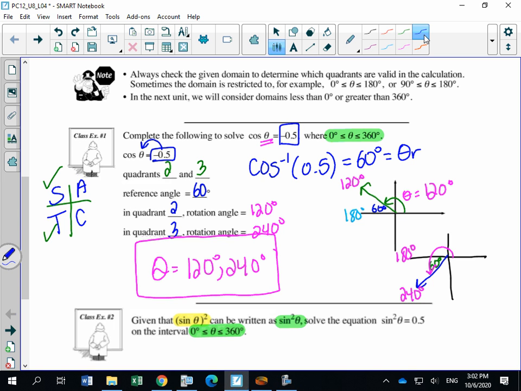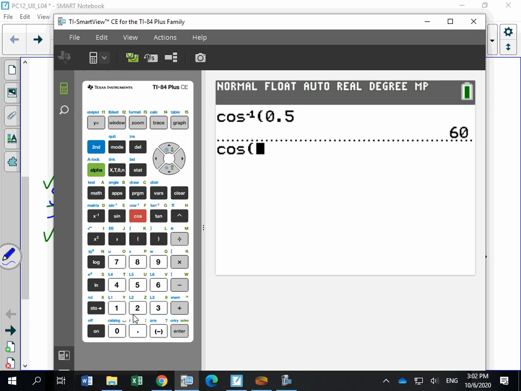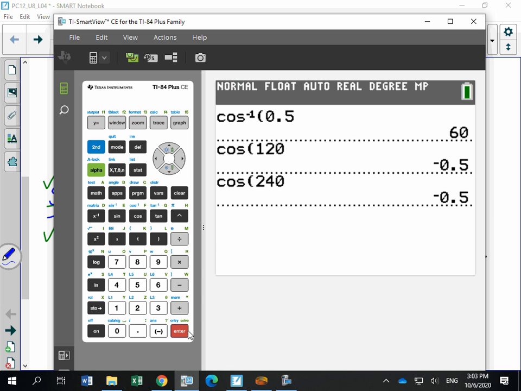What we could do is, if I know what theta is, I'm going to type on my calculator the cos of 120, see what that equals, and I'm going to type in the cos of 240 degrees. And the answer I'm looking for is negative 0.5. That's the answer that I want. So on my calculator, the cosine of 120 degrees is negative 0.5. The cosine of 240 degrees is negative 0.5. Okay, so we did that question correctly.